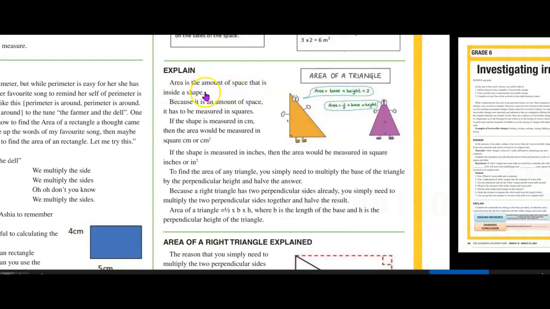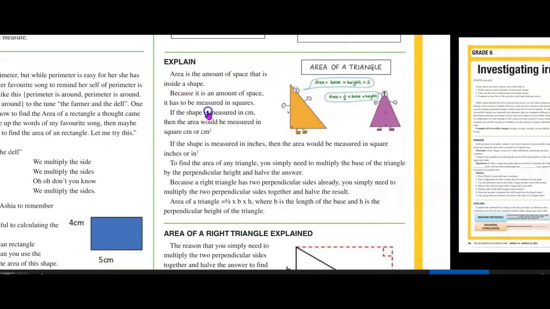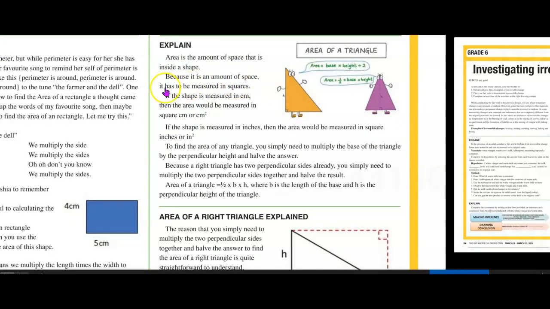Area is the amount of space that is inside a shape. Again, area is the amount of space that is inside a shape. Because it is an amount of space, it has to be measured in squares. If the shape is in centimeters, then the area would be measured in square centimeters. If the shape is measured in inches, then the area would be measured in square inches, written like this. To find the area of any triangle, you simply need to multiply the base of the triangle by the perpendicular height and half the answer.